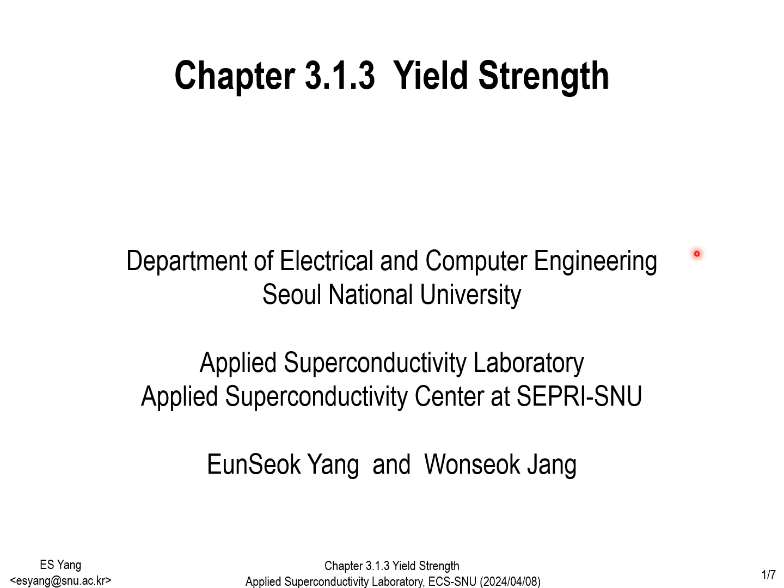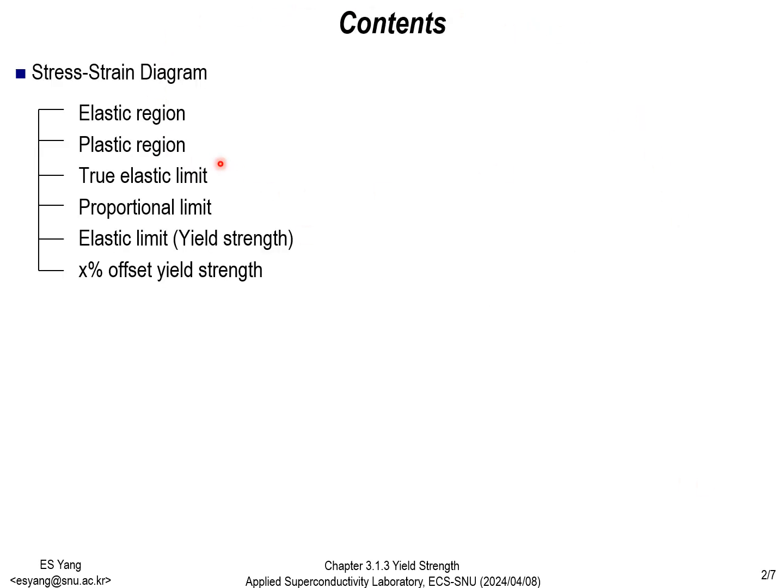Hello. Today, we will discuss yield strength. Yield strength is one of the various definitions that come from the stress-strain diagram. We will explain the definitions of elastic region, plastic region, true elastic limit, proportional limit, elastic limit, yield strength, and X% offset yield strength that appear on the stress-strain diagram.